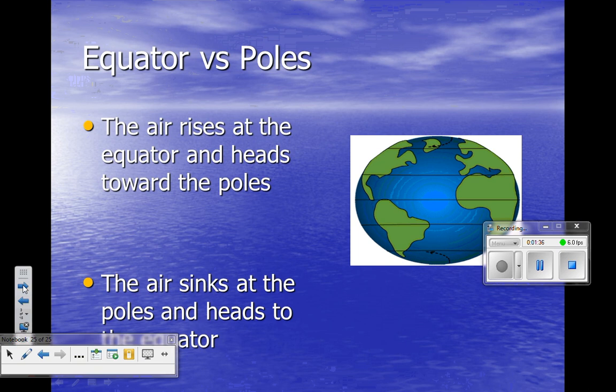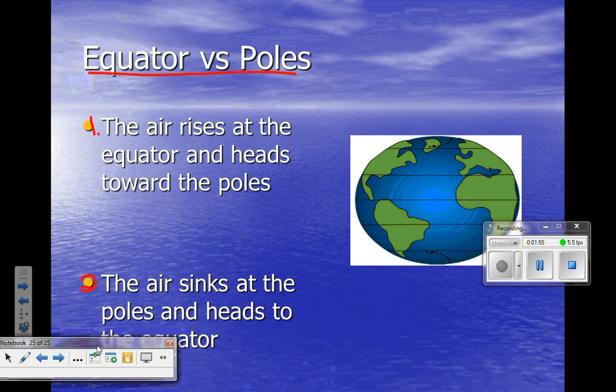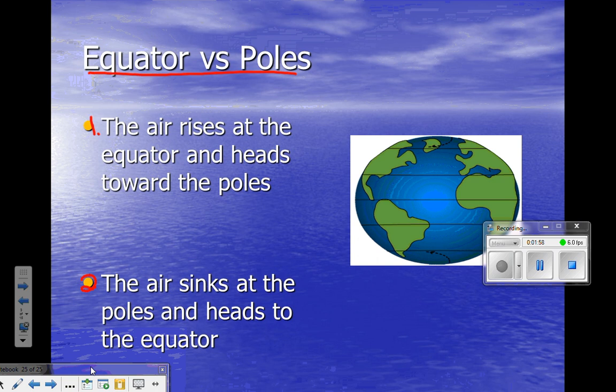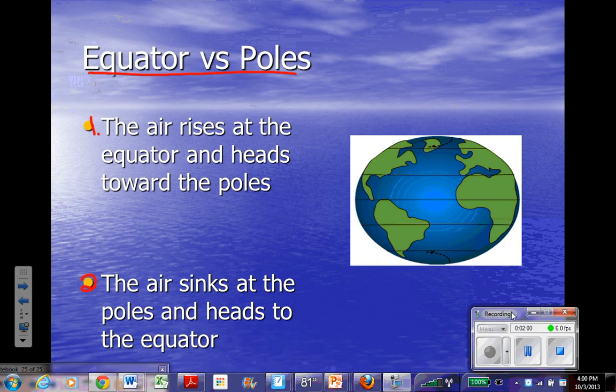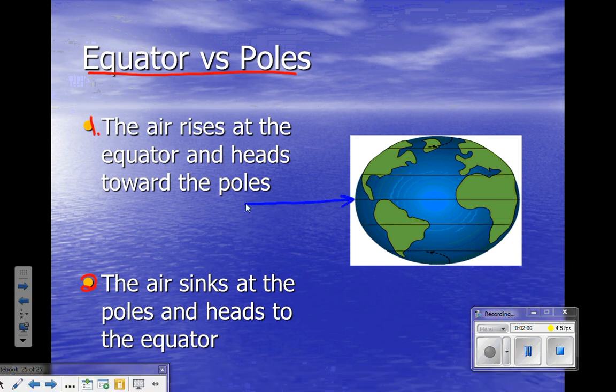All right, so you're going to write a little heading that says equator versus the poles. And then you're going to write each of these. One, the air rises at the equator and heats and heads toward the poles. Okay, so you write that down as one. And then two, the air sinks at the poles and heads to the equator. So if you recall, what we just wrote was that the sun warms the earth right here. It heats that air. That air will rise and it will head towards the poles. Okay, that air rises and heads towards the poles.